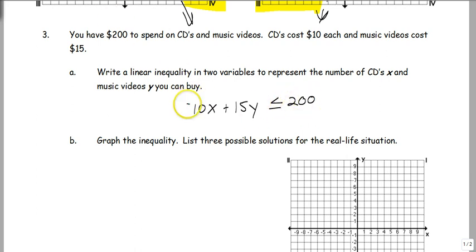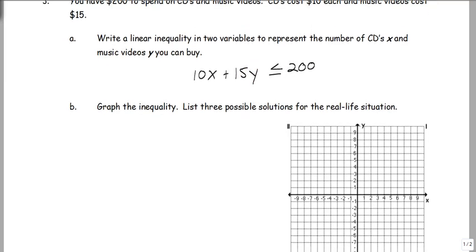So this side of my equation can be like $150. I could spend $150. I could spend $120. But I cannot go over 200. That's why it's less than or equal to 200. This side has to be less than that or equal to it. So I just came up with my equation.